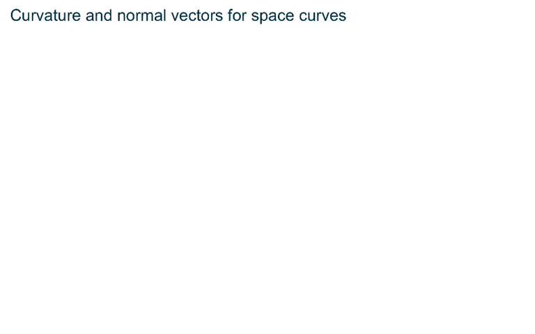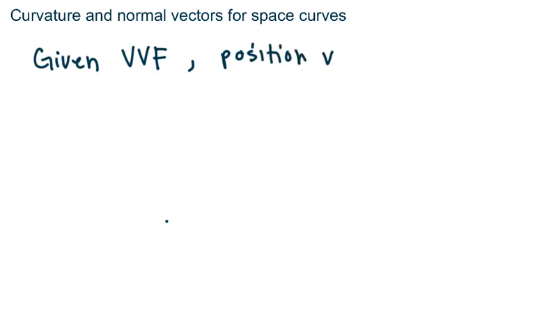Welcome back, friends. We're going to talk some more about curvature and normal vectors for space curves. So let's review and pull together some of the things that we already know from previous lecture videos. If we are given a vector valued function, we call that the position vector, r of t. And then we use s, not a vector, as the arc length parameter of the curve.